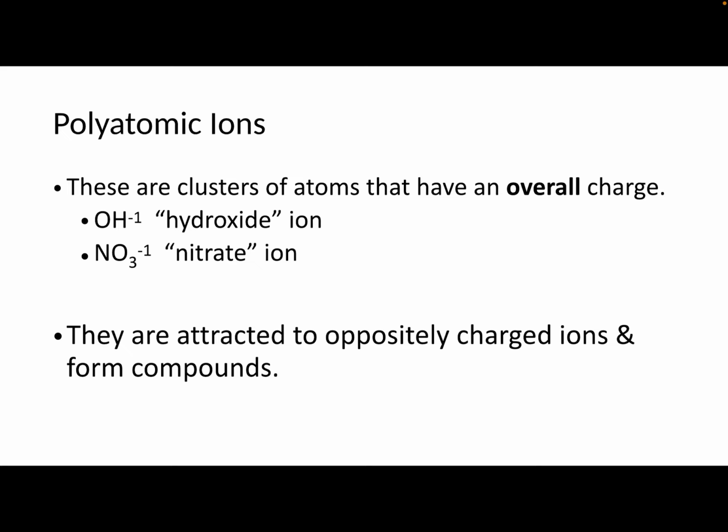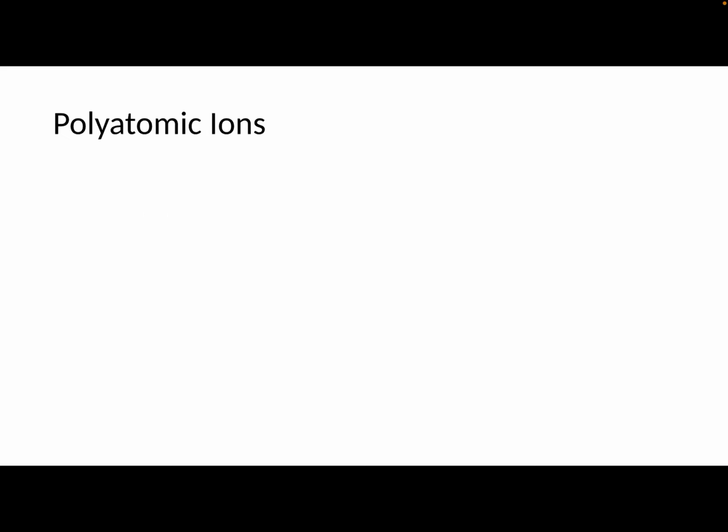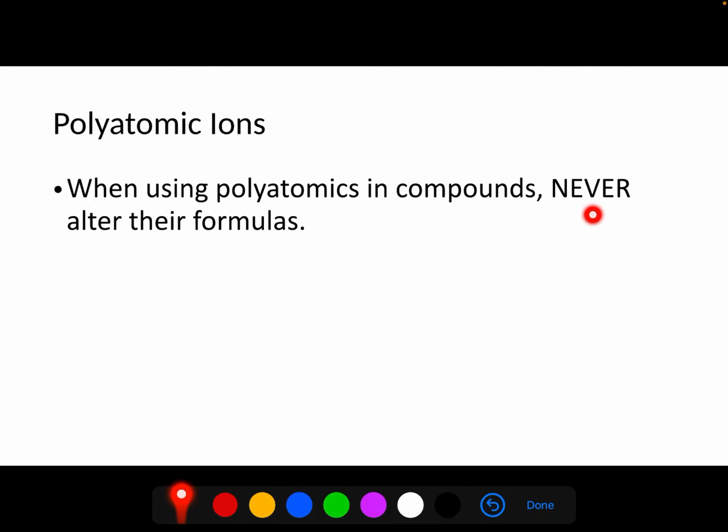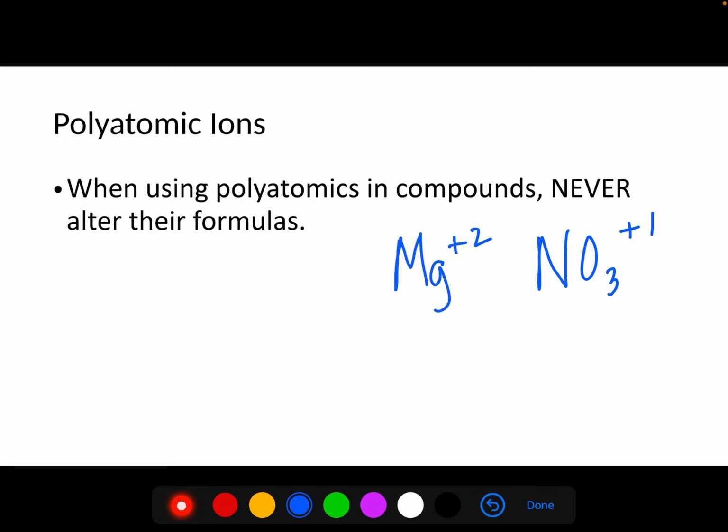So these polyatomic ions, just like other ions, are attracted to oppositely charged ions and they form compounds. When using the polyatomics in compounds, never alter their formulas. So for example, NO3 has a -1 charge. If it gets together with magnesium, which has a +2 charge, we know we're going to need 2 NO3s to cancel out 1 magnesium, or you can think of crisscrossing here. We're going to need 2 of these puzzle pieces for one of those.